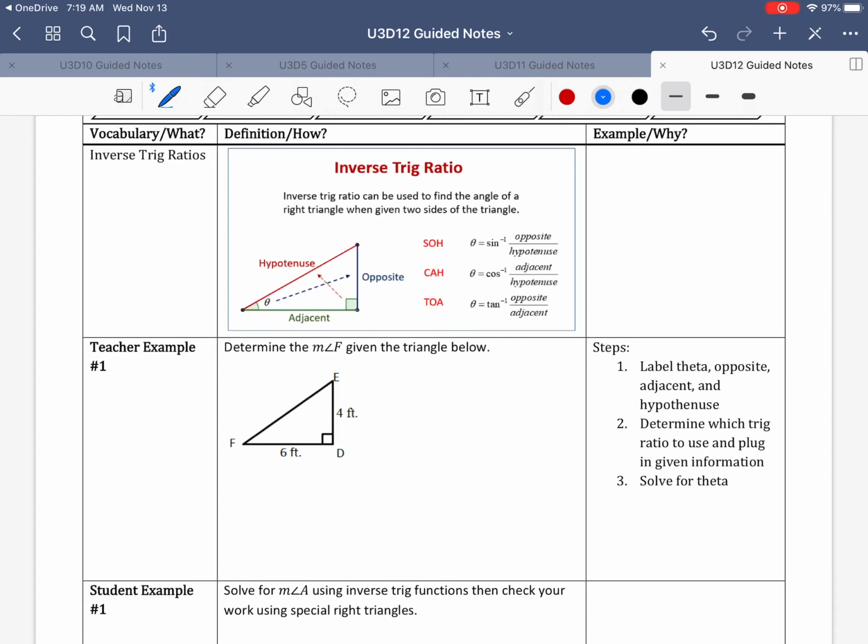So previously, when we were doing trig ratios, regular trig ratios, we had an angle measure and one side, and that allowed us to determine the other two sides of the triangle. But because these ratios stay constant, if you know two sides of a right triangle, then you're also able to use the ratio to determine theta, or the angle measure.